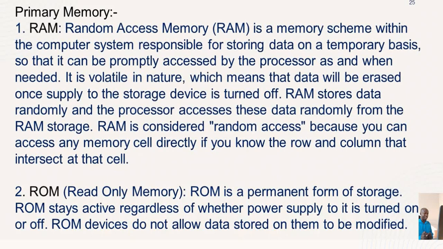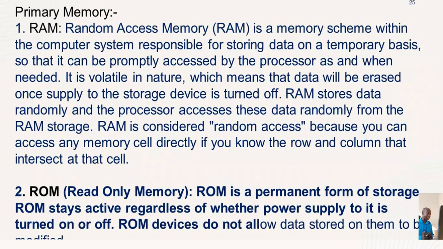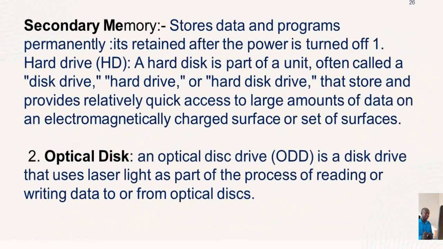RAM, random access memory. RAM is a memory scheme within the computer system responsible for storing data on a temporary basis so that it can be promptly accessed by the processor as and when needed. It is volatile in nature.